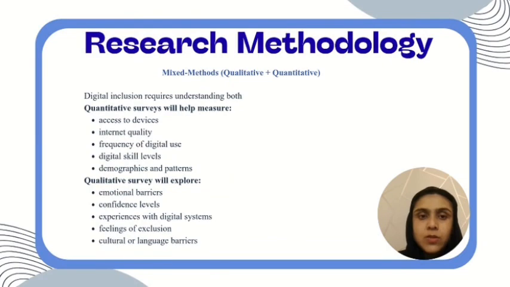Methodological choice. For this research, a mixed methodological choice is the most appropriate and the most critically justifiable. Digital inclusion is a multidimensional issue involving both measurable access gaps, including devices and internet usage patterns, and deeply personal experiences, for example, confidence, fear, digital skills, cultural barriers, etc. Relying on only one method, either qualitative or quantitative, would produce incomplete or biased results.